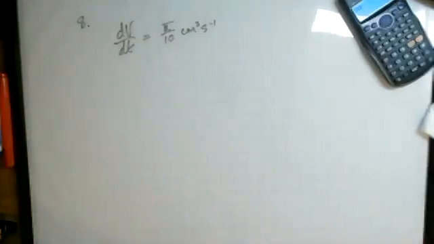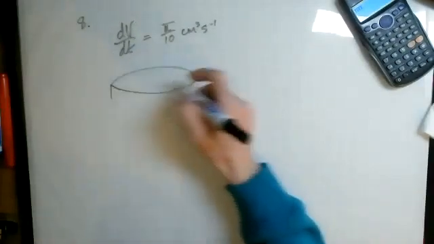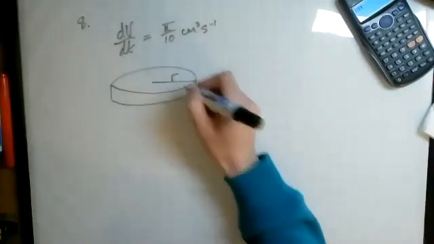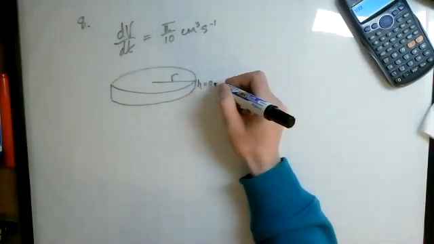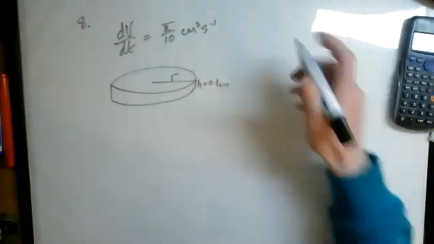It forms a circular film which may be considered to have a uniform depth of 0.1 centimeters. So this is a cylinder with radius r and height h, where the height is 0.1 centimeters. We are going to find the rate at which the radius of the circular film is increasing when the radius is 5 centimeters. So we want dr/dt.